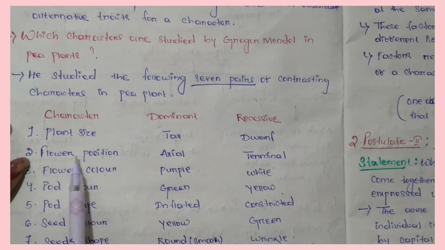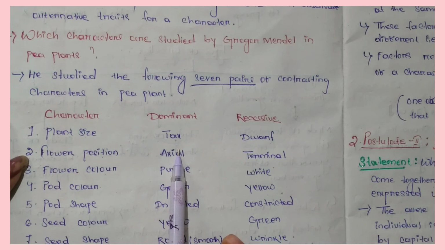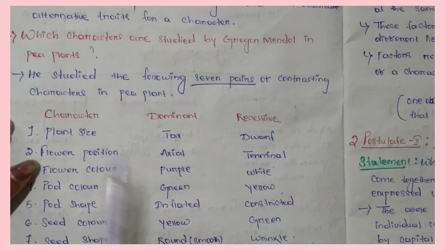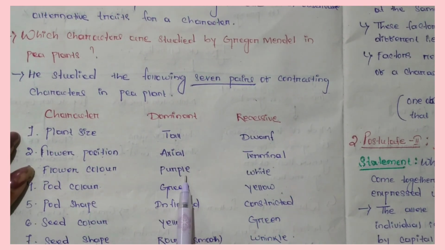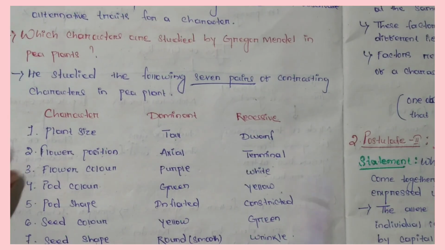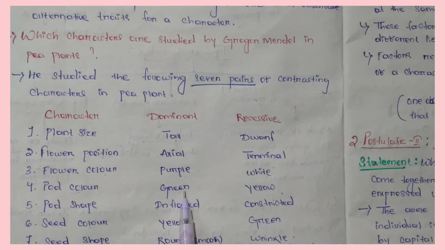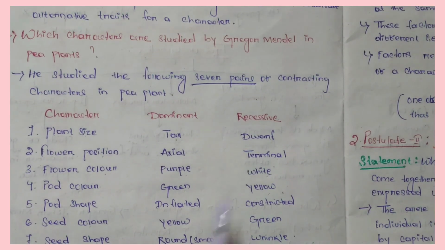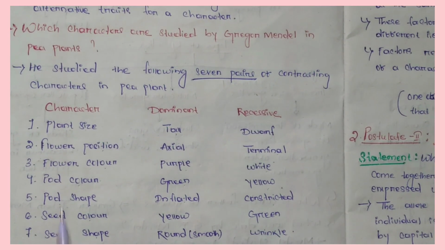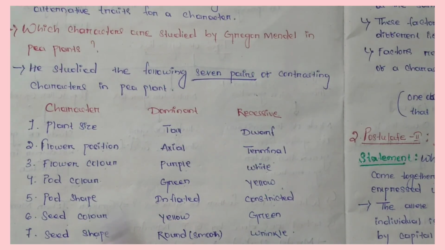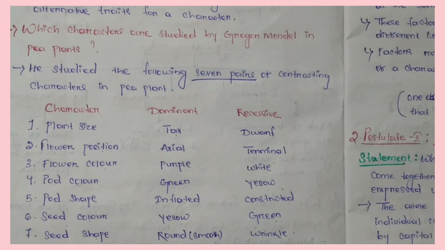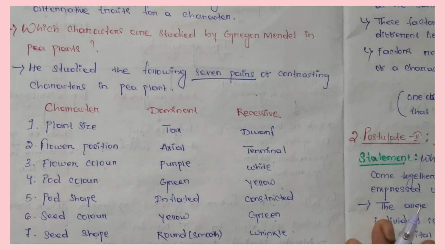In a similar way, flower position: dominant effect is axial, recessive effect is terminal. Flower color: dominant effect is purple, recessive effect is white. Pod color: dominant effect is green, recessive effect is yellow. Pod shape: dominant effect is inflated, recessive effect is constricted. Seed color: dominant effect is yellow, recessive effect is green. Seed shape: dominant effect is round, recessive effect is wrinkled.